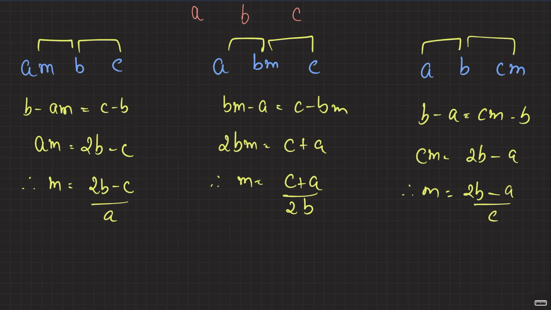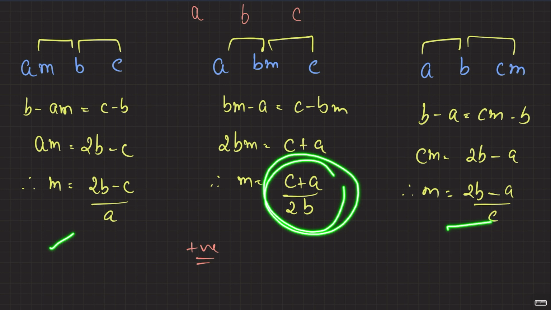Simple. So what you need to check now is, see, the important thing is this M is a positive integer. So if any one of these results in a positive integer, then your job is done. Any one of these results in a positive integer, your job is done. Anyway, this one will always result in a positive integer, but these two you'll have to check, right?